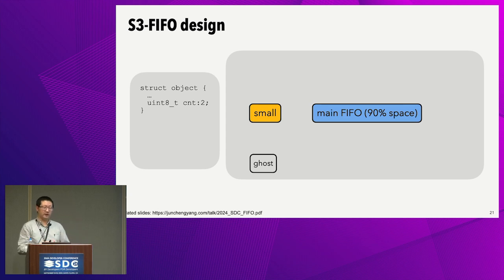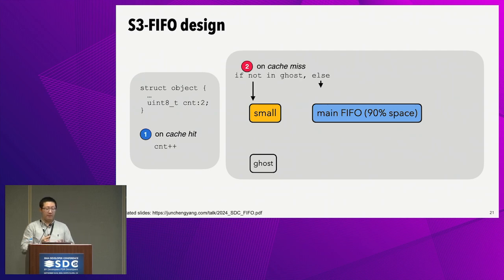For each object in the cache, we associate 2 bits of metadata, which act as a capped frequency counter. So basically, it can count from 0 up to 3. Upon a cache hit, the counter increments by 1 until it reaches 3. Upon a cache miss, we check whether the requested object is tracked in the ghost or not. If it is not in the ghost, the object is inserted into the small queue. However, if the object is tracked in the ghost, then it gets inserted into the main FIFO queue.